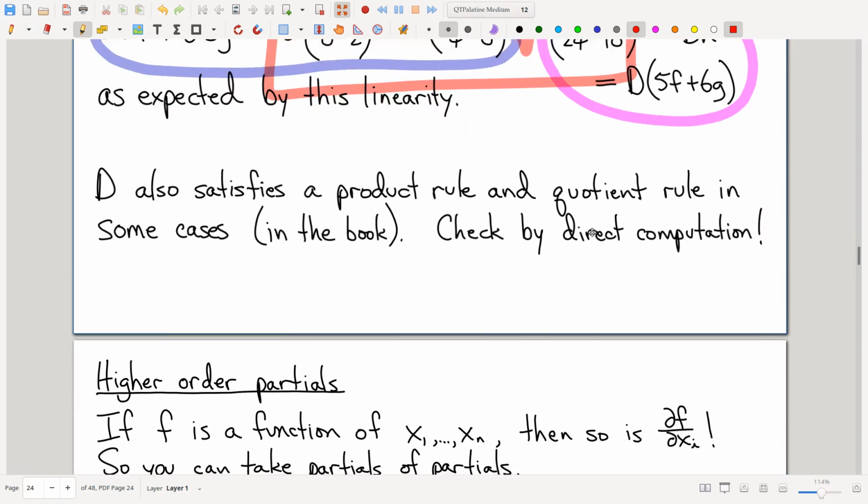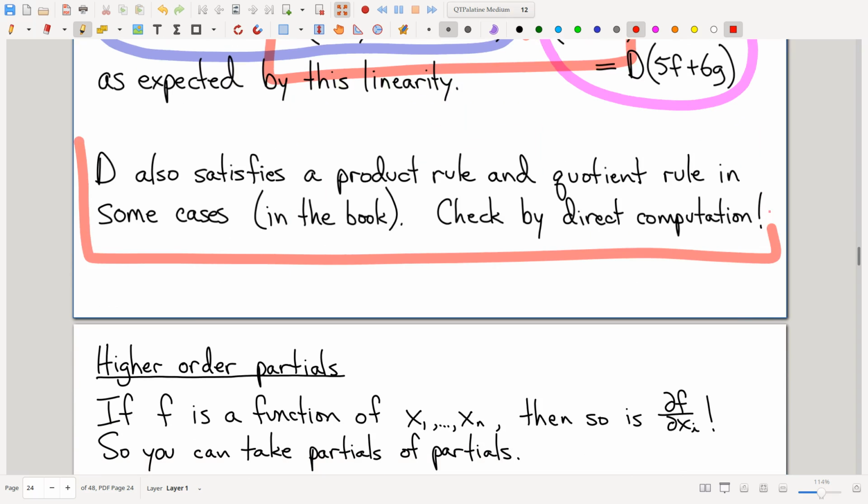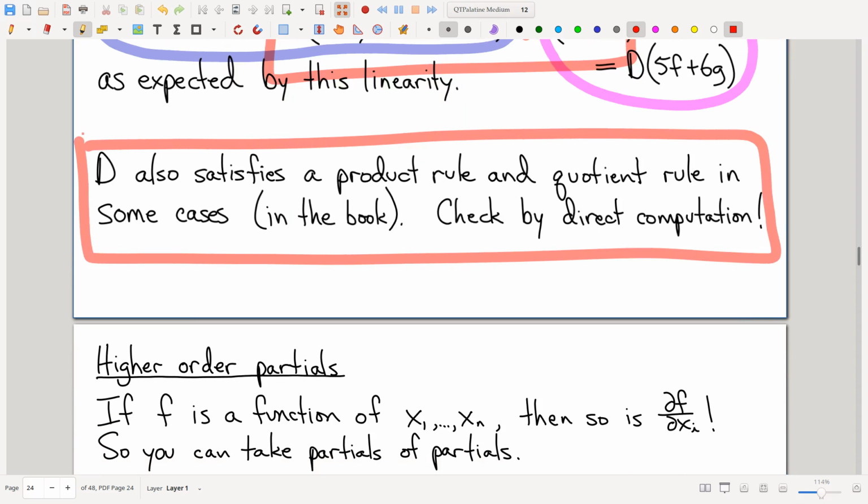Okay. Another little quick comment. There are a couple of different product rules and a quotient rule, and this is all in the book. It's all highly readable. You can check by direct computation by coordinates that this works. Take a look. Again, this doesn't rise to the level of needing a discussion, but it is stuff that you should know, and very handy formulas you don't want to go without.